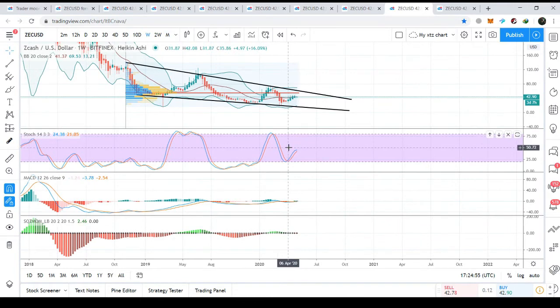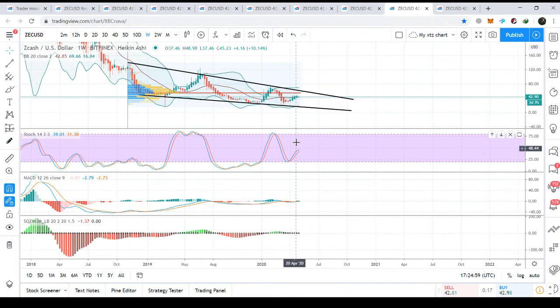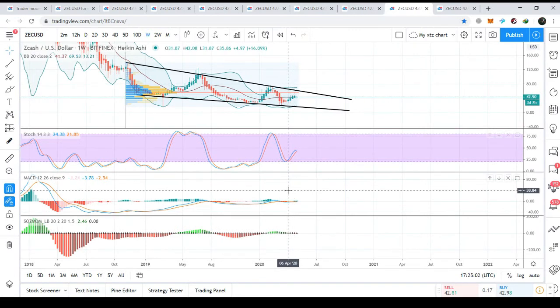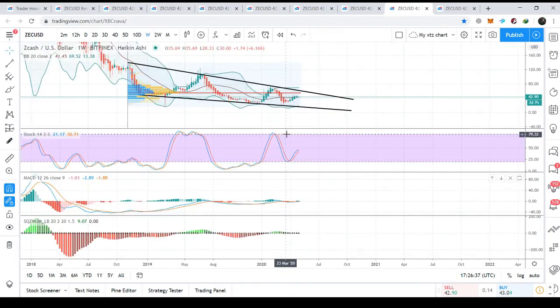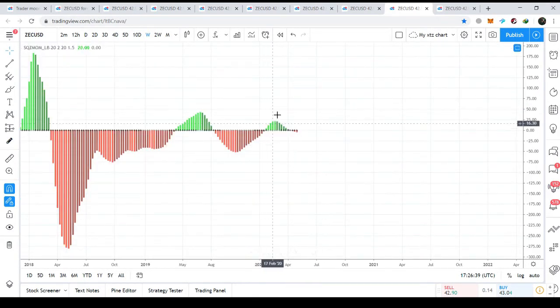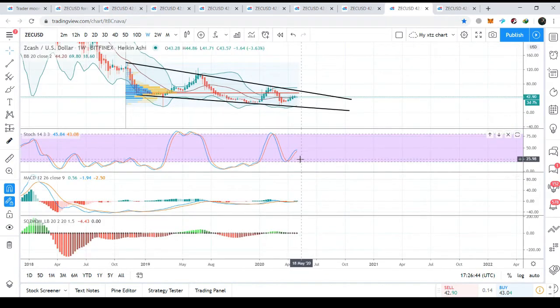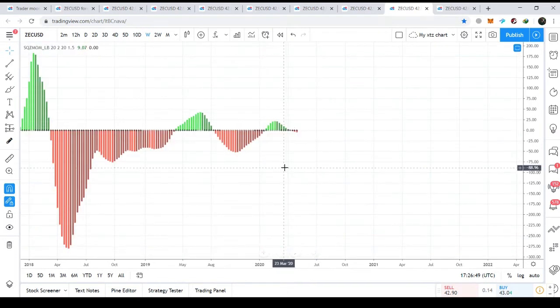But this time there is a critical situation. The stochastic has given a bull cross, and we have already received bullish signals. Even at this time the MACD is very strong bullish. But if we take a look at the momentum indicator, we can see that the momentum is continuously ignoring the bullish signals from the stochastic and the MACD indicator as well. We can see that the momentum is turning more and more bullish.